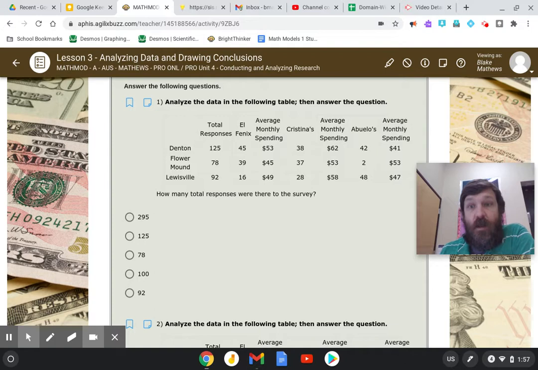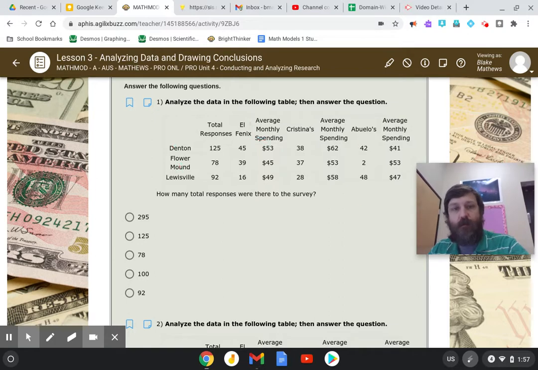So I'm not going to spend a lot of time on this, but just to give you an idea of how each of these tables looks. We have the three cities from the first one. We have Denton, Flower Mound, and Louisville. And then we have the responses of the restaurant and the average amount spent at each restaurant for those people who went to that restaurant. So these are the number of people who chose that restaurant from each city. This is the amount those people spent on average.